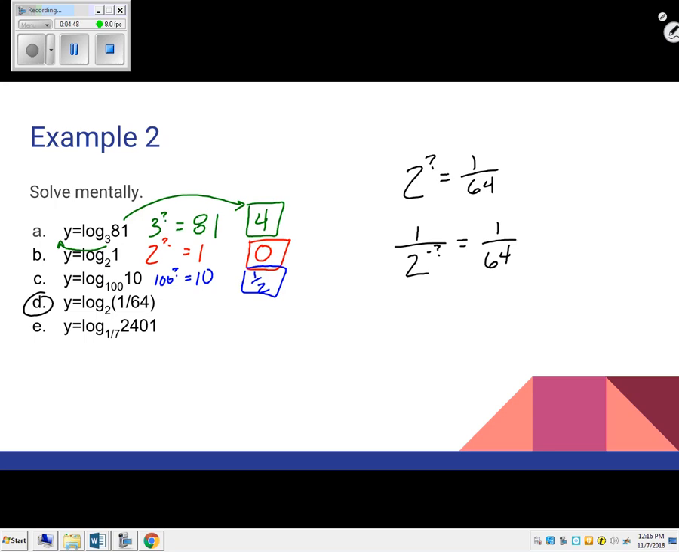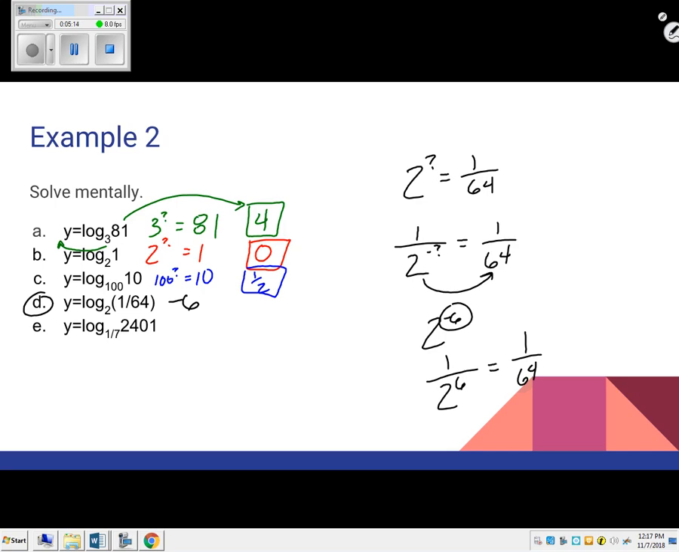Because whatever I'm raising 2 to, it has to be negative in order to make it so that this 2 matches up on the bottom. And so if I think about it, 2 raised to what power gives me 64? That should be the 6th power. And so my answer will be -6. Sure enough, 2 to the -6 is 1 over 2 to the 6, which is 1/64. So this -6 would be my answer.